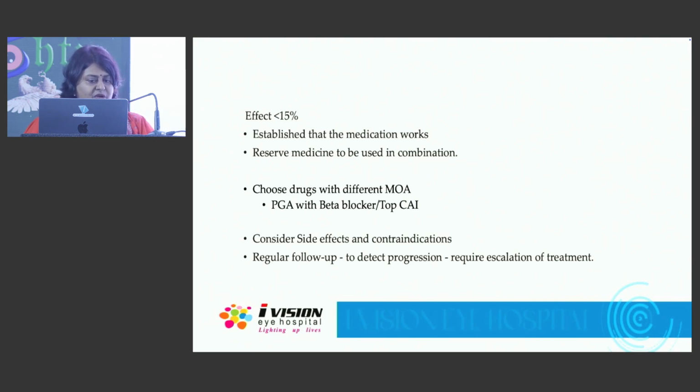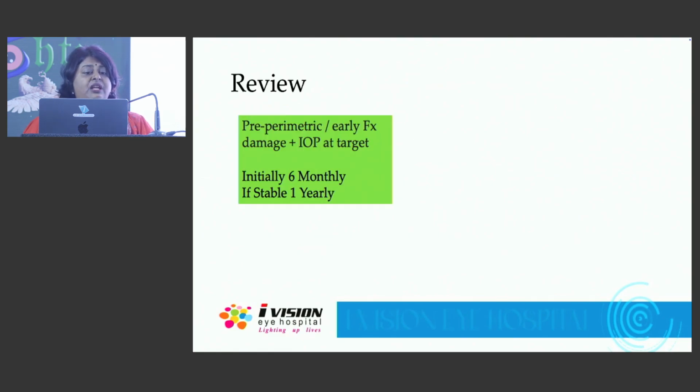When combining medications, always choose medications with different mechanisms of action. PGA with beta blocker or topical, so that means whichever is acting on the trabecular meshwork and also the uveoscleral outflow. Consider side effects and contraindications, and regular follow-up to detect progression. If there is a progression, escalation of treatment is mandatory.